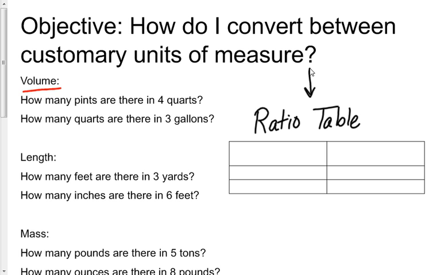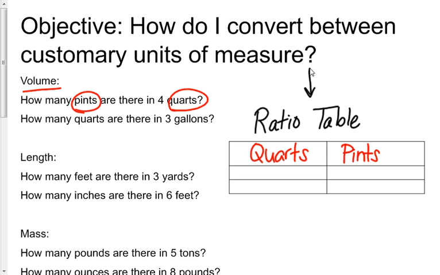How many pints are there in 4 quarts? So I see pints and quarts. Those are my 2 units that I need to use in my ratio table. Now I'm going to put the larger unit first, and quarts is larger. Then I'm going to write pints.